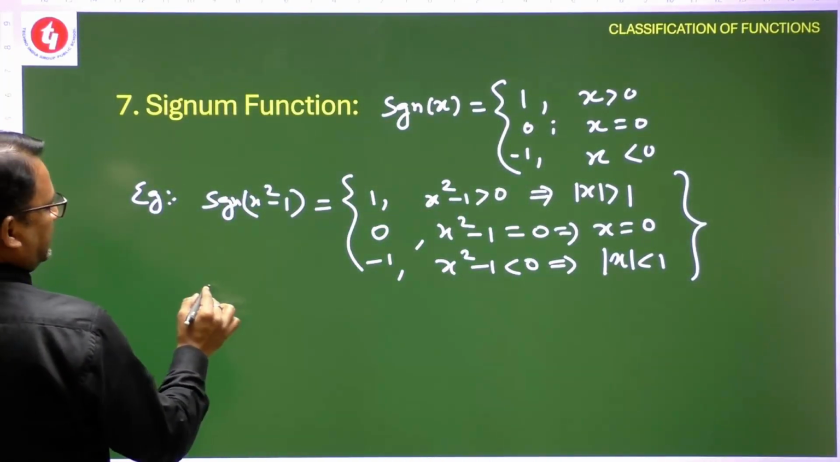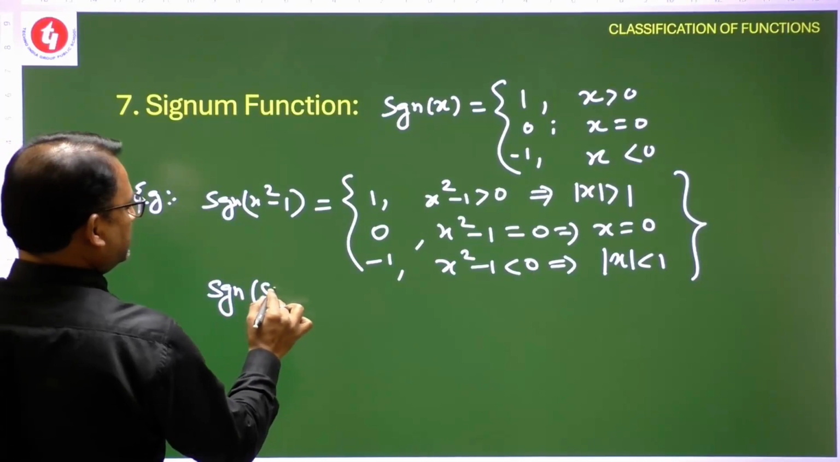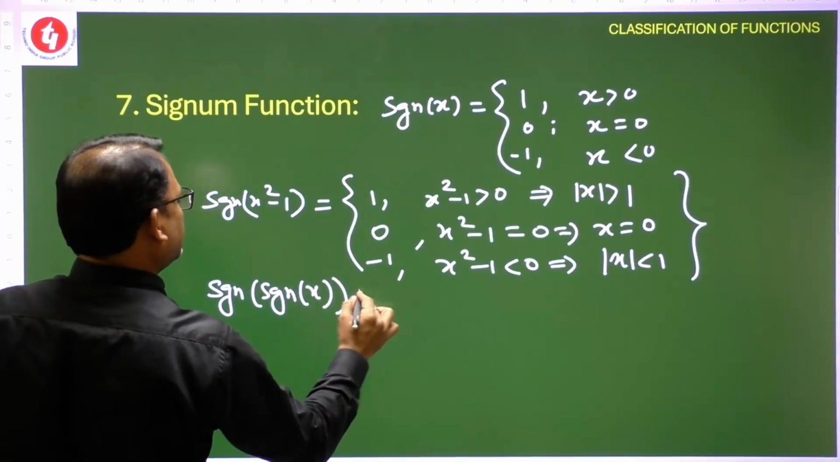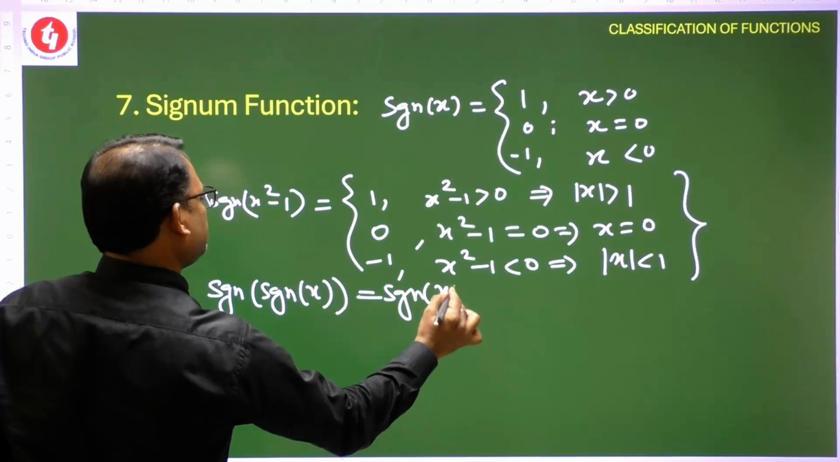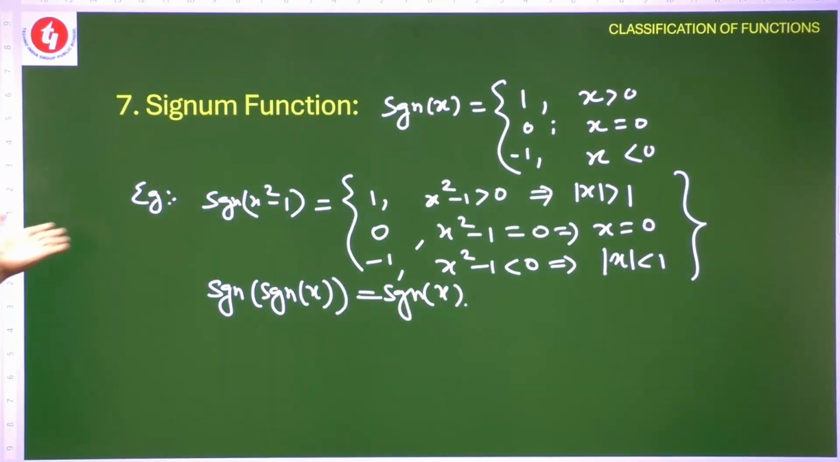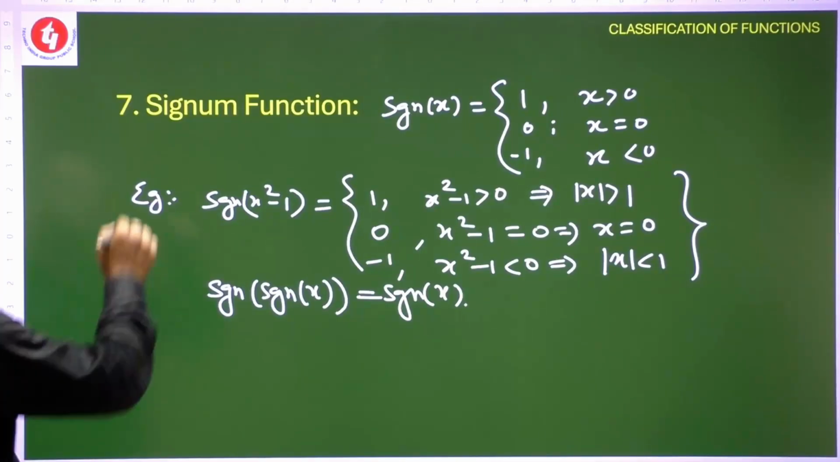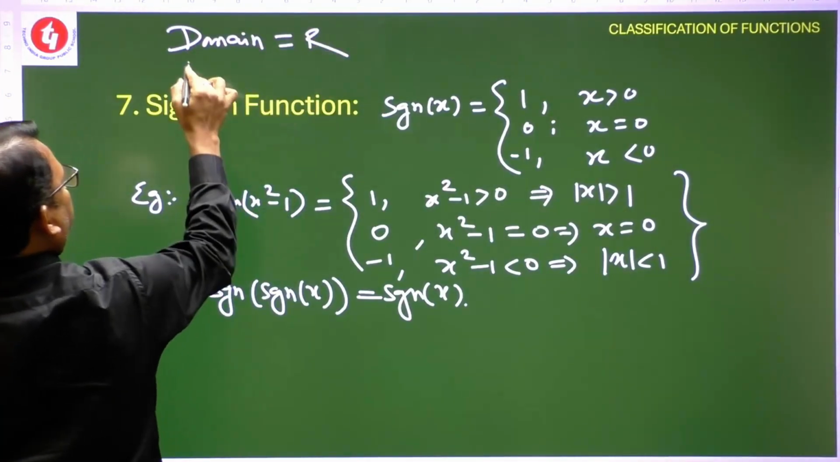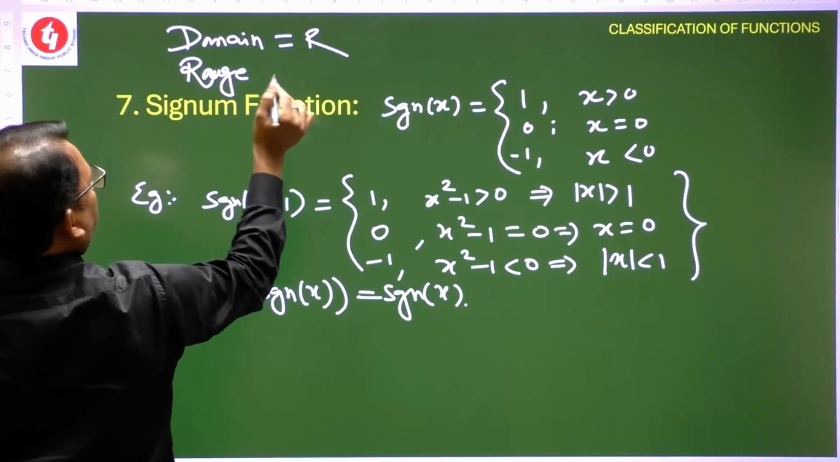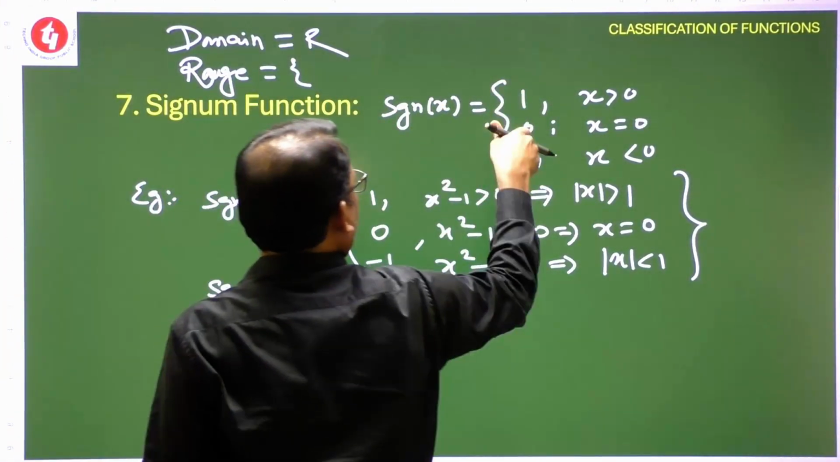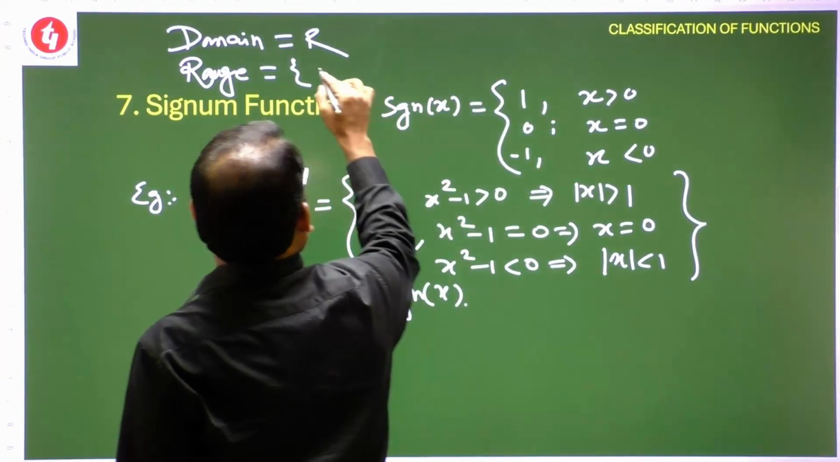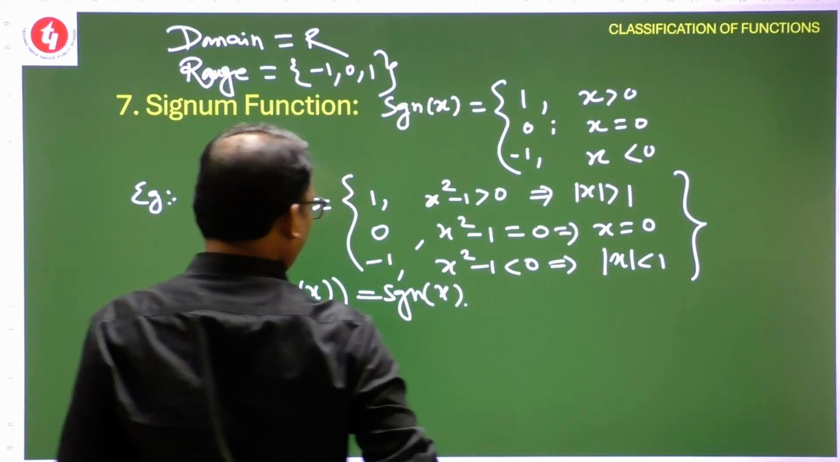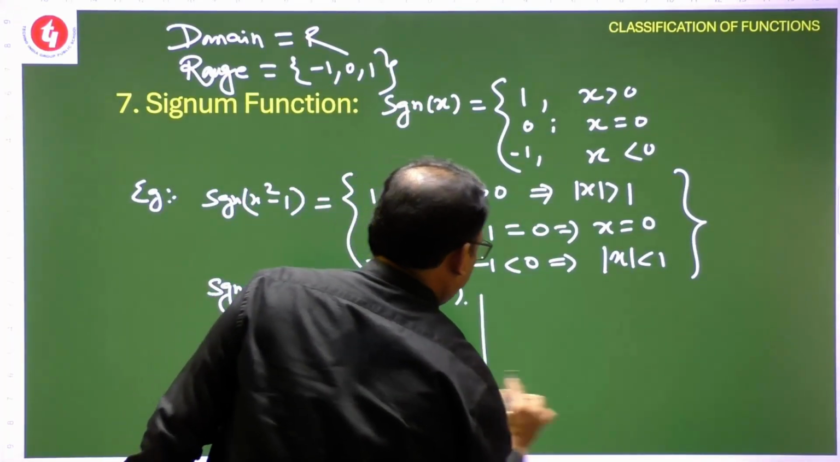Now similarly, you can do signum of x in the same way and you will obtain the same result. You can do this part yourself. Now what is the domain of this function, where it is defined? You can take any real number. What is the range of this function? The range has only 3 points: minus 1, 0 and 1. If you look at the graph of this function, you will notice the following.